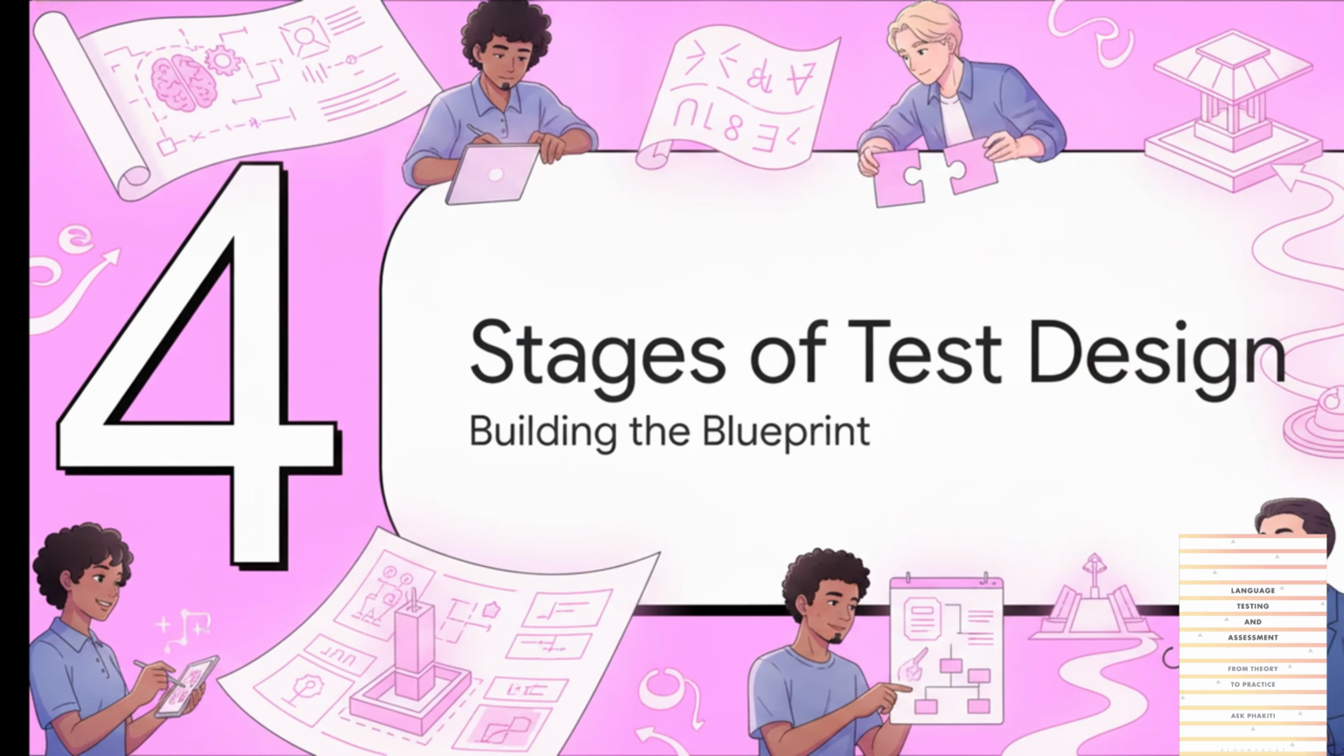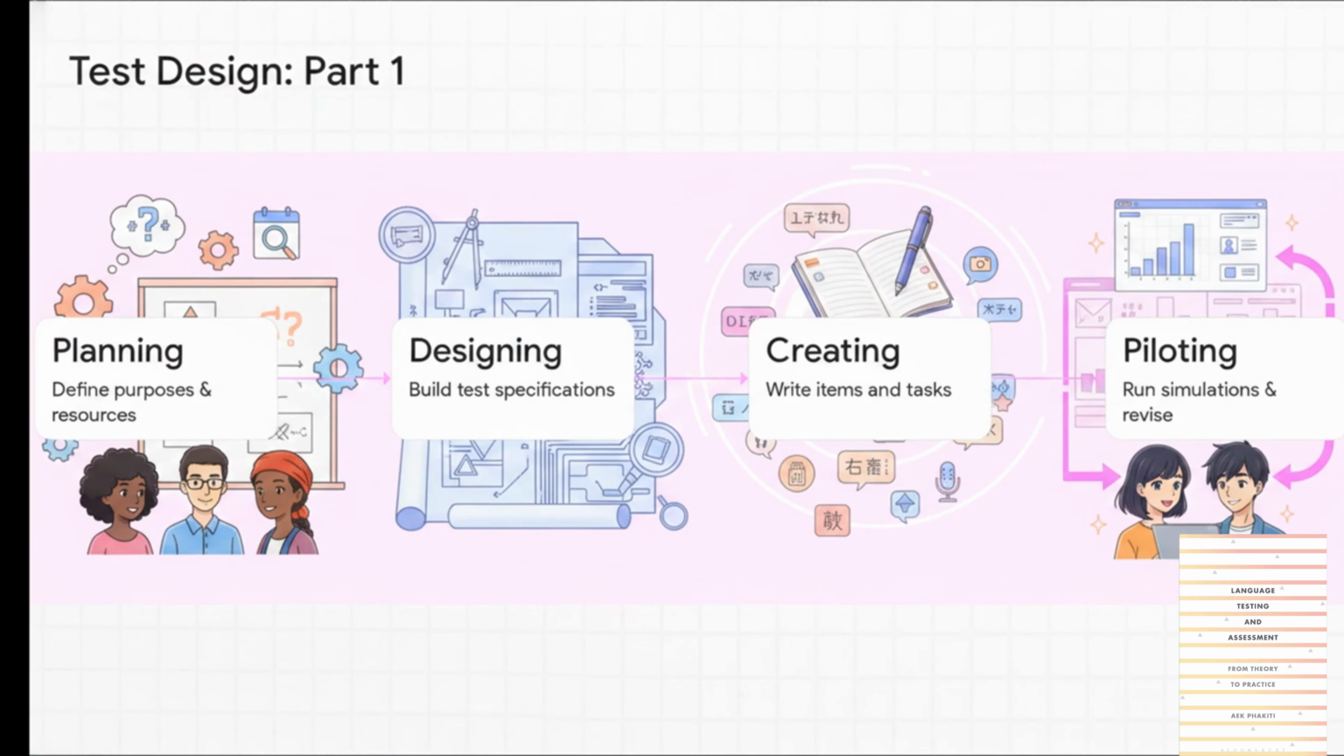All right, part 4, stages of test design. Let's build one. Here is the first half of the test construction lifecycle. It all starts with planning, figuring out the core purpose, the resources you have, and exactly who the test takers are. Then comes designing, where we build the specifications. From there, we move to creating, which is the actual writing of the test items. And before anyone ever takes it officially, there is piloting and revising.